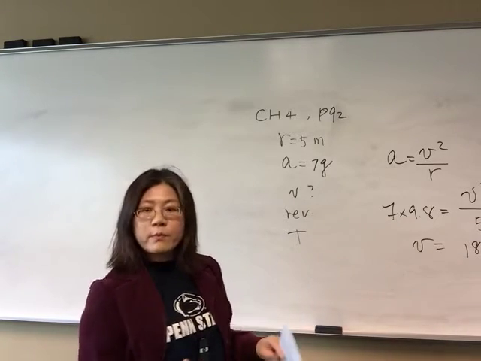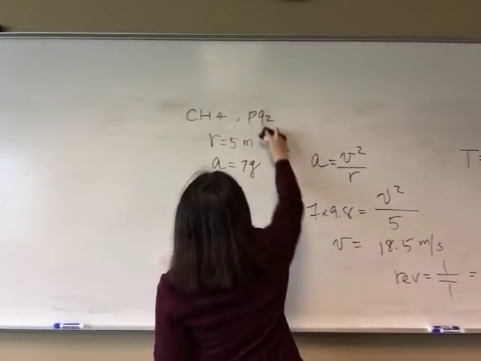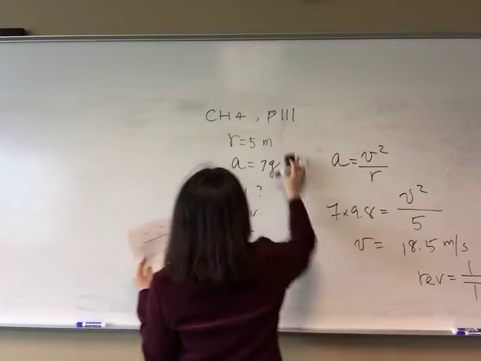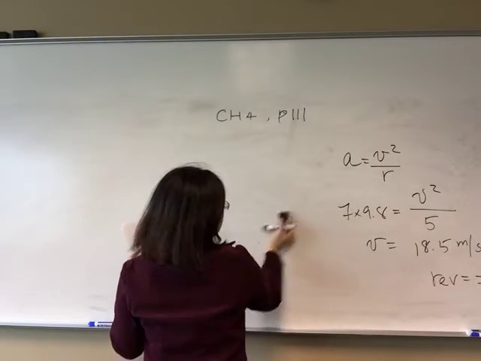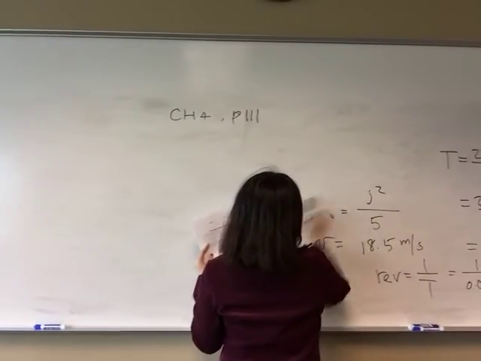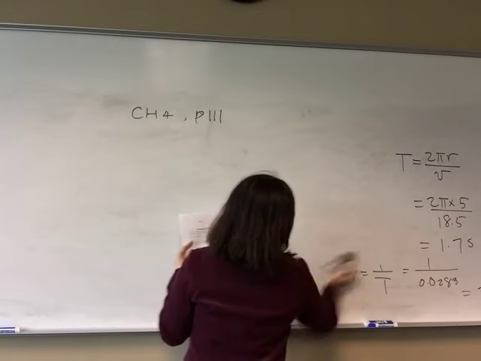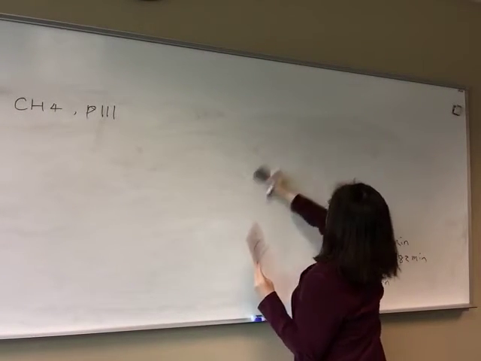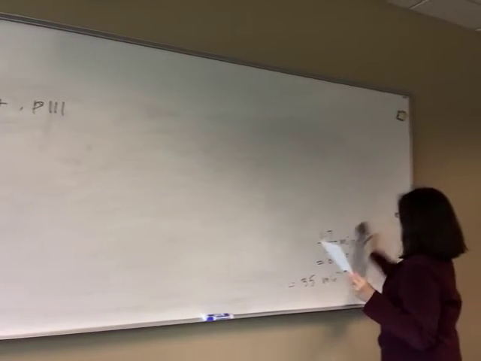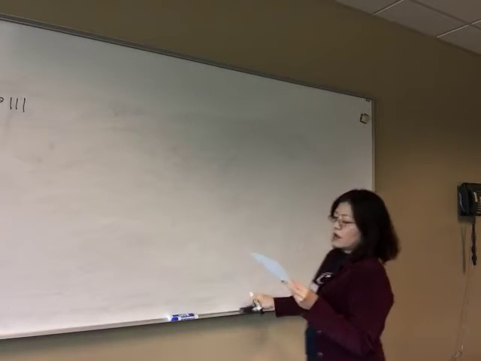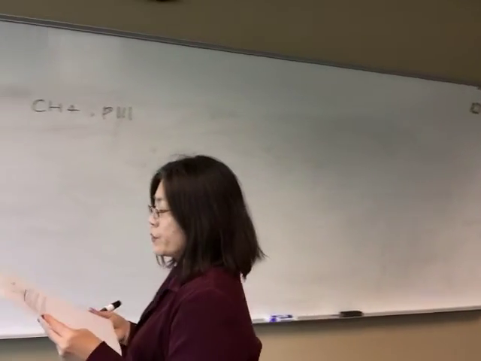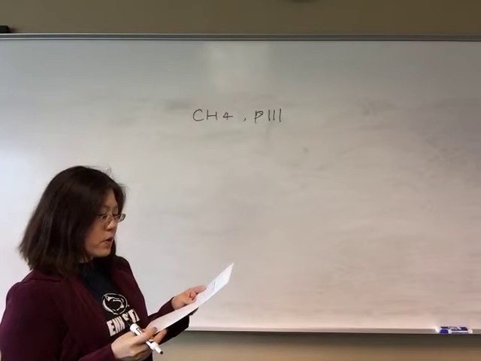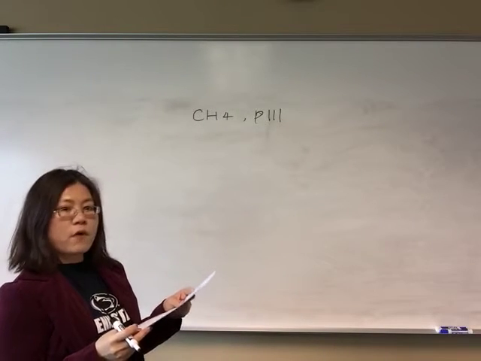All right, so moving on to the next problem. That's 111. And I'm going to erase this. All right, what is the magnitude of the centripetal acceleration of an object on Earth's equator due to the rotation of Earth?